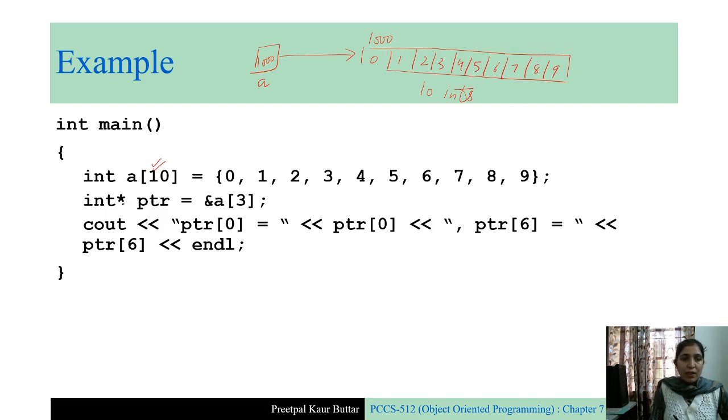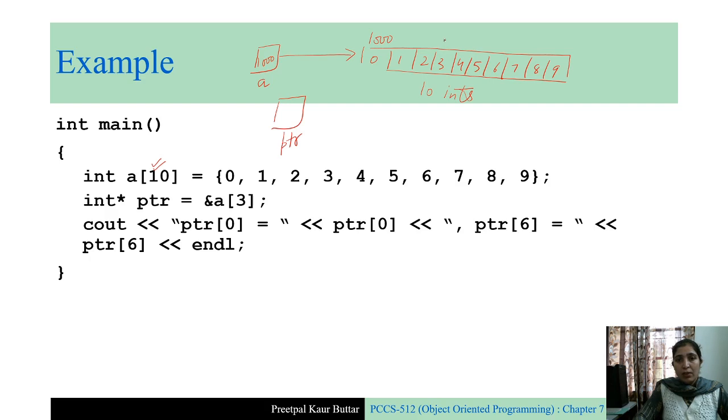Then in the next line, what are we doing? int *ptr. So we are creating a pointer to an integer, and then it is storing the address of A[3]. Not A. If it were equal to A, then it would store the base address of this array. But now it is not equal to A. It is storing the address of A[3].